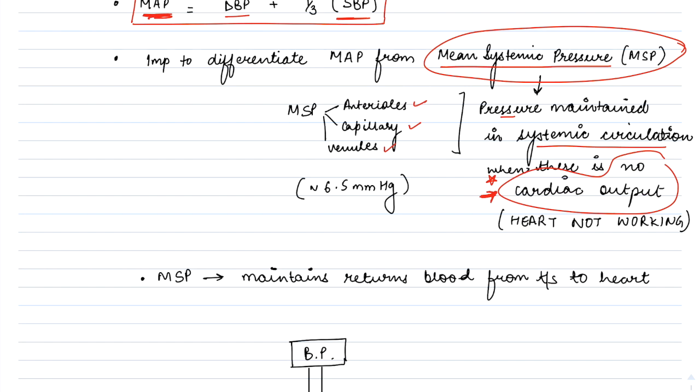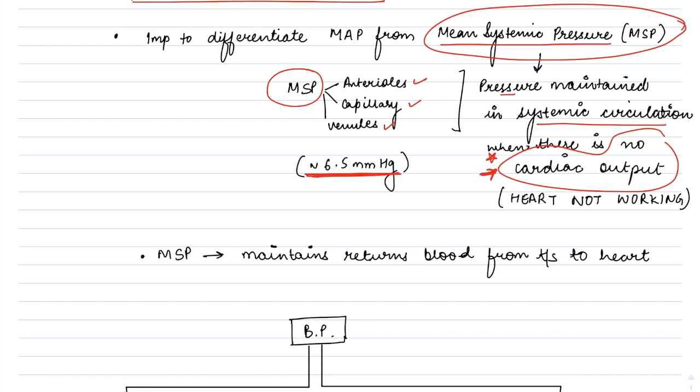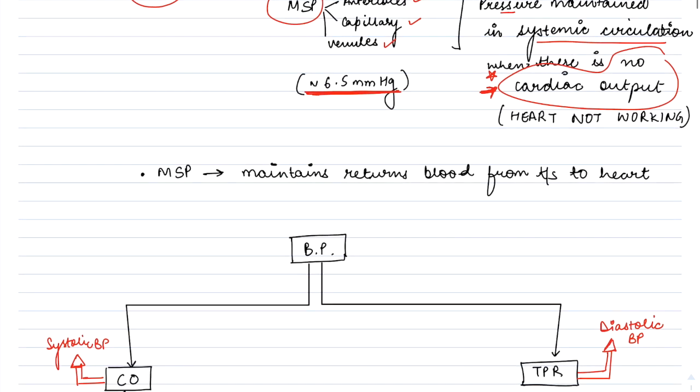But if there is no cardiac output, that is, the heart is not working, at that time the pressure maintained in the systemic circulation, that is the arteries, capillaries, and venules, is called the mean systemic pressure. The mean systemic pressure is approximately 6.5 millimeters of mercury, and it is very important that you should not confuse the mean systemic pressure and the mean arterial pressure. These two terms are totally different. Mean arterial pressure when there is presence of cardiac output. Mean systemic pressure when there is no cardiac output and the heart is not working.